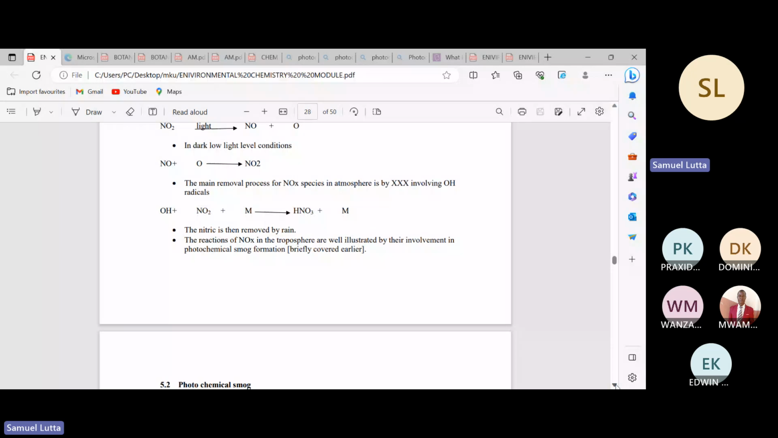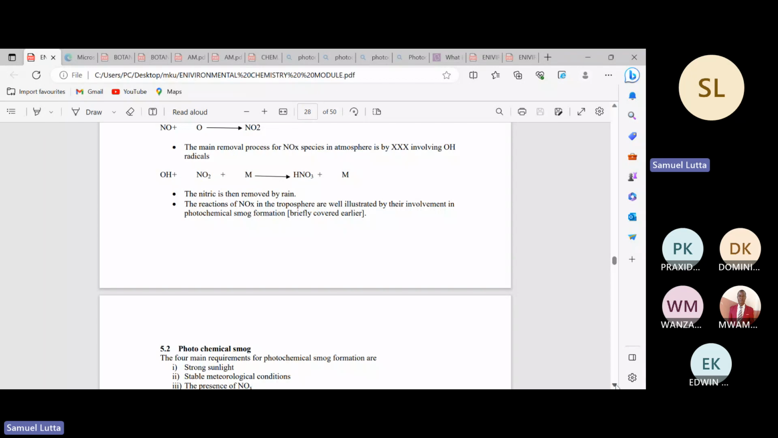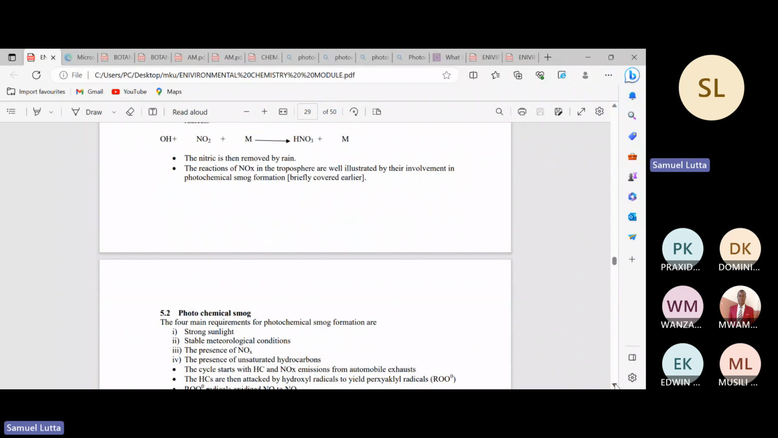So these reactions are normally illustrated. I think we covered this one earlier when we were talking about photochemical smog. So what we just need to appreciate is that the major radical here is the OH. It can oxidize carbon monoxide, it can oxidize nitrogen oxide, it can oxidize sulfur dioxide to form the oxides which are soluble in water, and in the process, these ones will fall as acid rain.